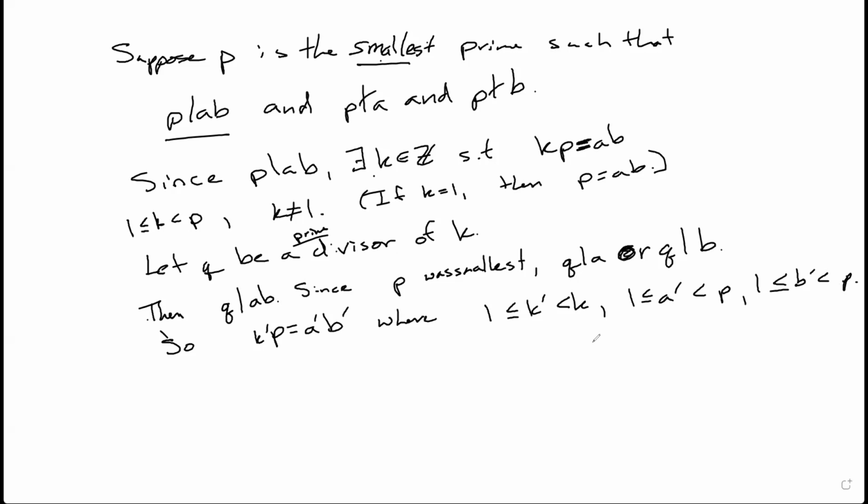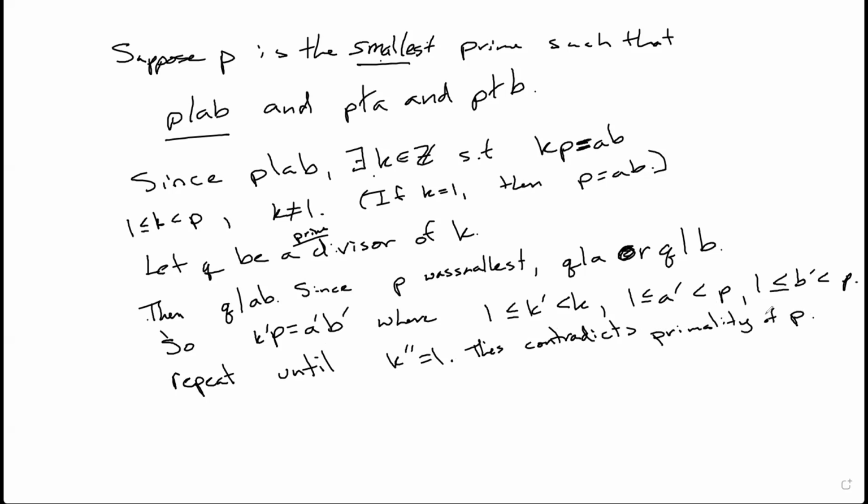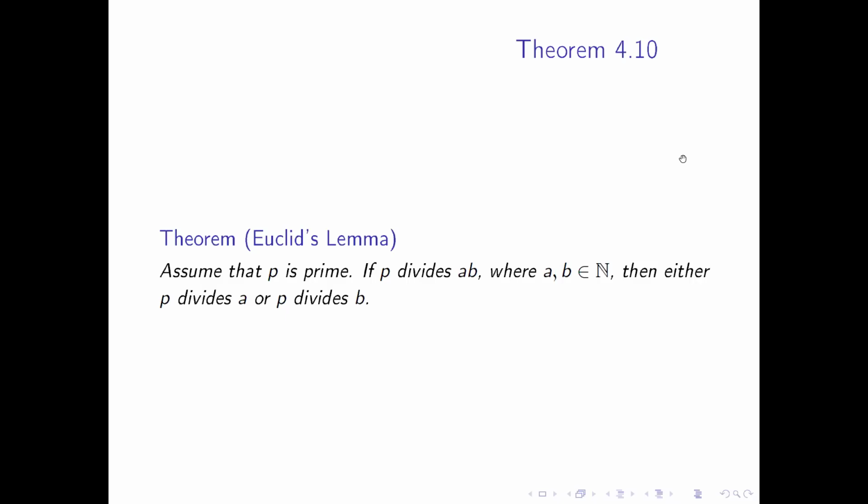So that's how we repeat until K star, K double prime equals 1. This contradicts the primality of P. So we get this problem and we get done. Hopefully that makes a little more sense.